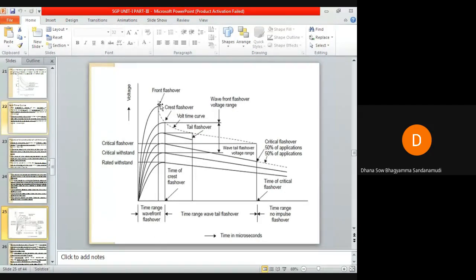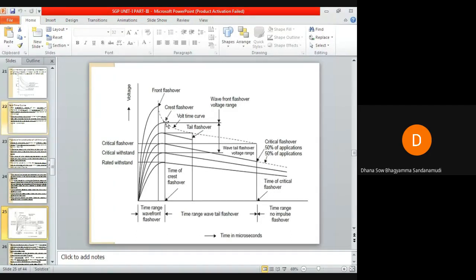Now from the flashover points, draw vertical lines towards the x-axis. From front flashover, draw a vertical line towards the x-axis. From crest flashover point, draw a vertical line towards the x-axis. From tail flashover, draw a vertical line towards the x-axis. And from critical flashover, draw a vertical line towards the x-axis, which is the time axis. And from the peak value of each waveform, of course, for a front flashover waveform, you will not get any peak value because flashover has occurred before reaching the peak value, so forget about it.